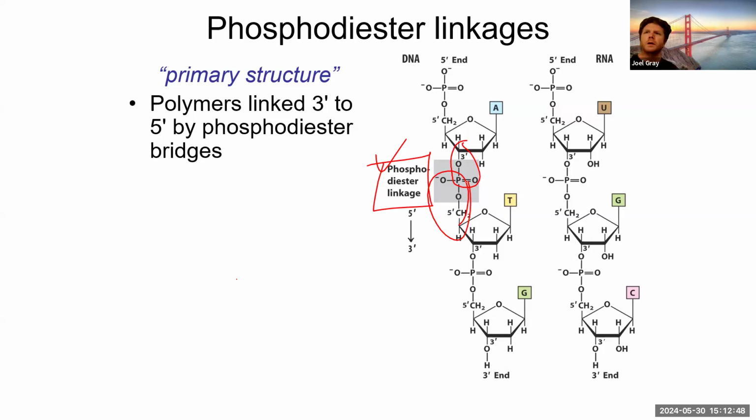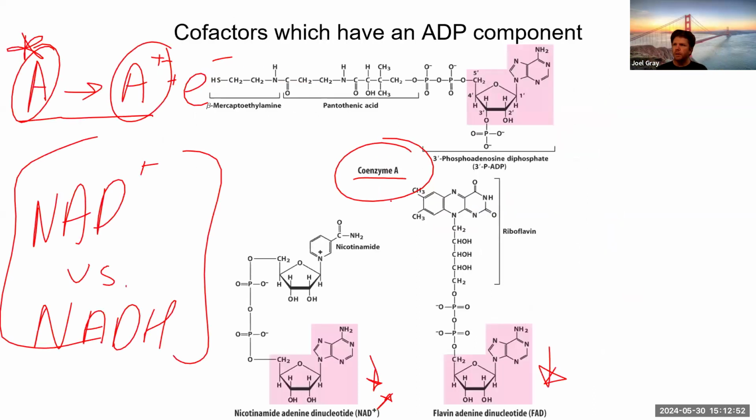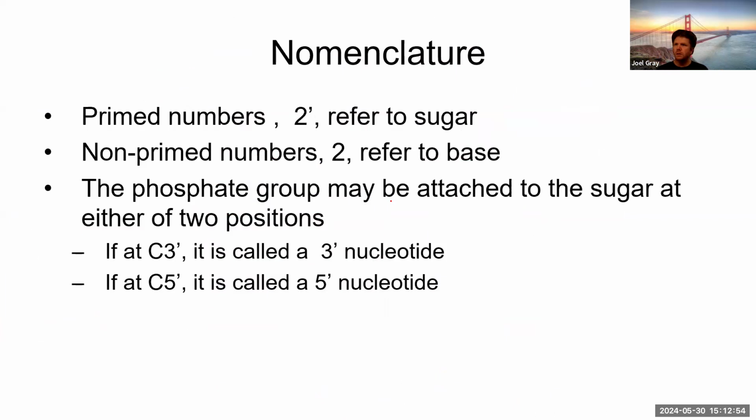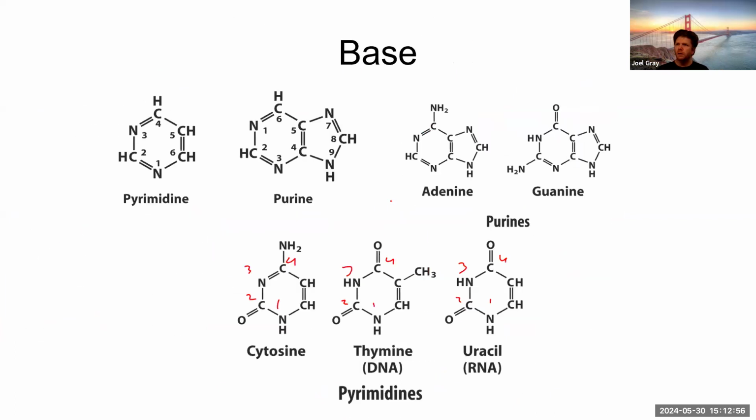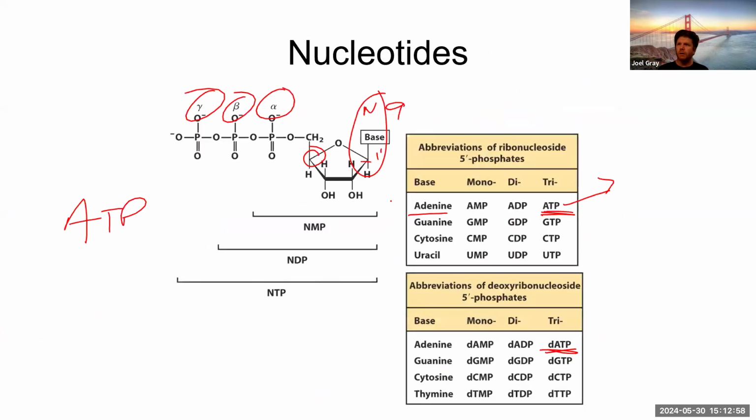Now, another type of bond that I want to bring up, that you will probably hear, is this bond right here, existing between our 2 phosphates, or between phosphate groups. So this right here, that bond is known as a phosphoanhydride bond. This is also a phosphoanhydride bond.